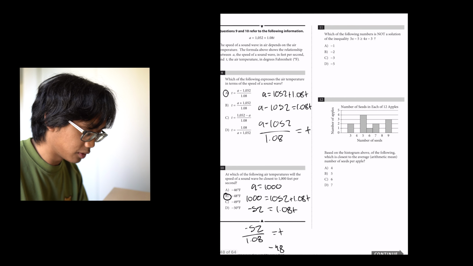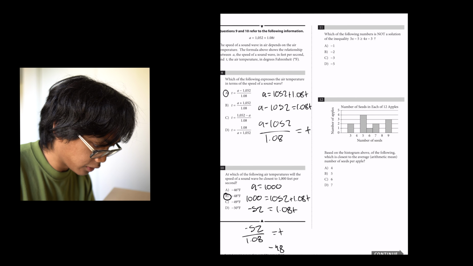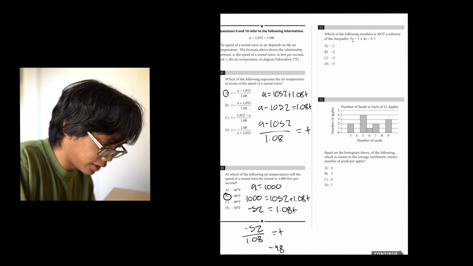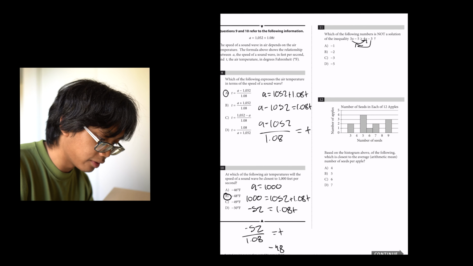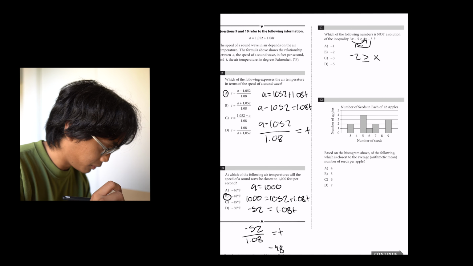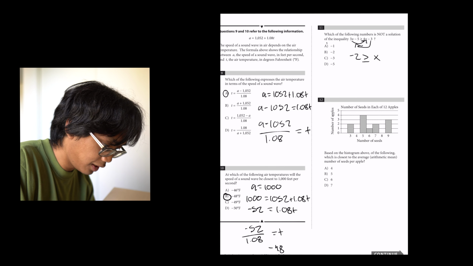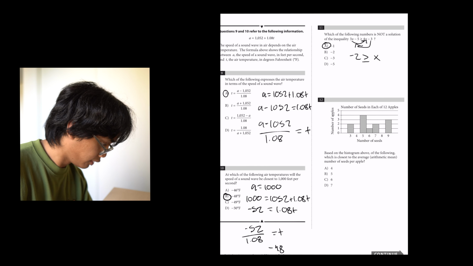All right, number 11. Which of the following numbers is not a solution of the inequality 3x minus 5 is greater than or equal to 4x minus 3? So basically, we can just rearrange the inequality. We're going to subtract 3x on both sides and also add 3 on both sides. So we'll get negative 2 is greater than or equal to x. So that means the only one where this is not going to be true is A, because negative 1 is greater than negative 2. So it's going to be answer choice A for that one.